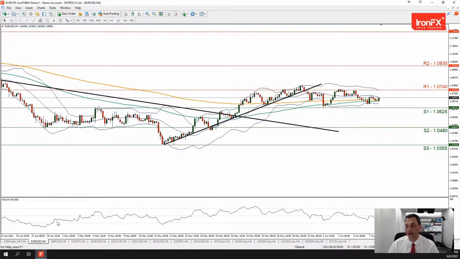Let's have a look at the pound. Once again, in a wider move, but still in a sideways motion. Let me readjust the labels, please.